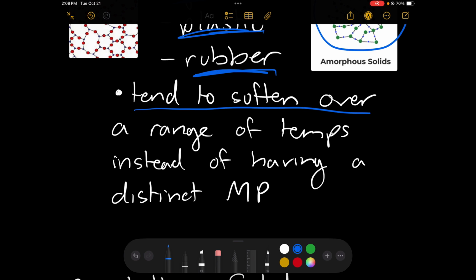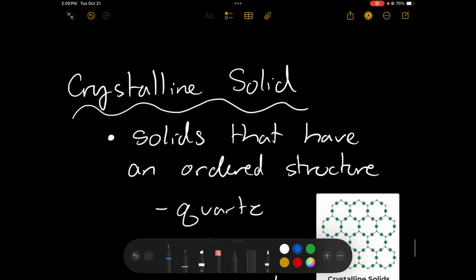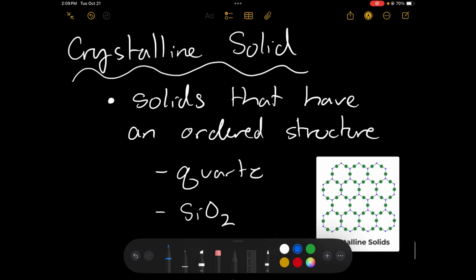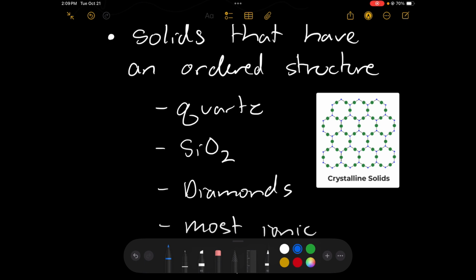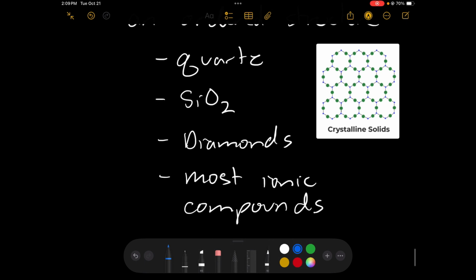All right, crystalline solids is the one that you're more familiar with, and those are solids that do in fact have an ordered structure. So quartz is an example of a crystalline solid, silicon dioxide, diamonds, any ionic compound that we've looked at so far would be a crystalline solid, and it's distinct because it has a very ordered shape and structure.